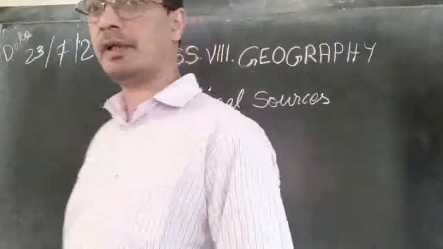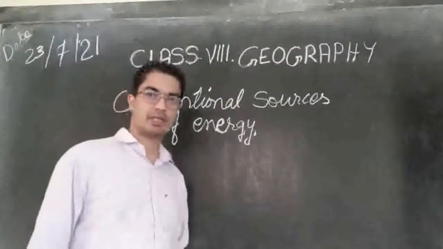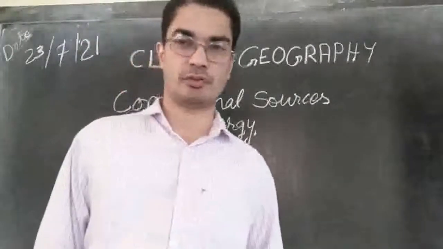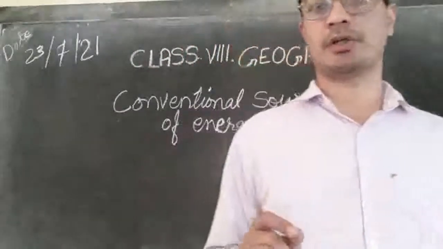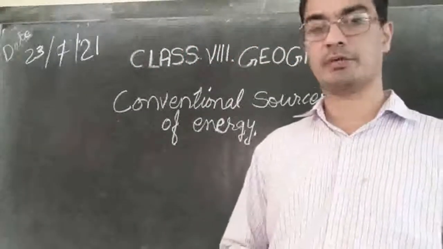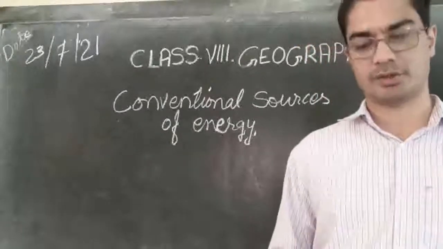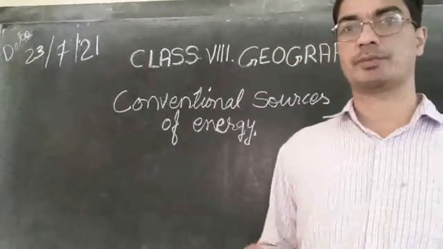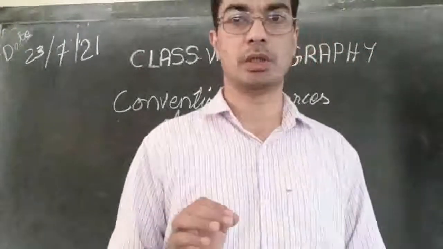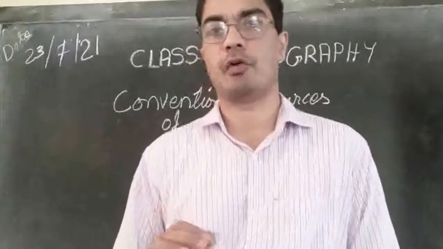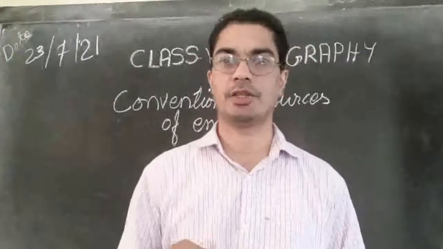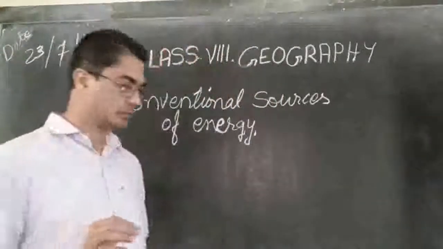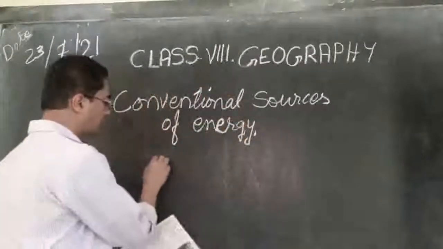So we have been saying that we have two types of energy. One is conventional source of energy, another one is non-conventional source of energy. So that is what we have been studying. Yesterday we were talking about firewood. One of the major conventional sources of energy is firewood, especially in the rural areas. People depend very much on firewood to meet their energy demands. And today we have another type of conventional source of energy, that is coal.